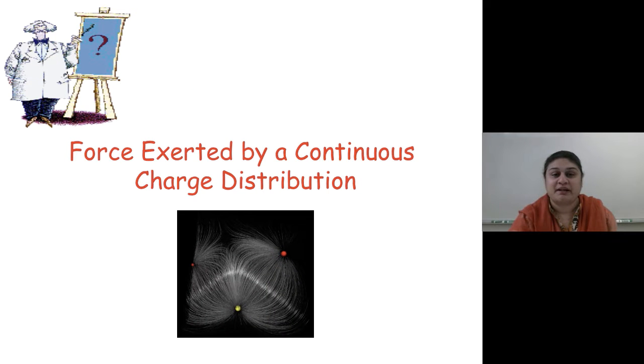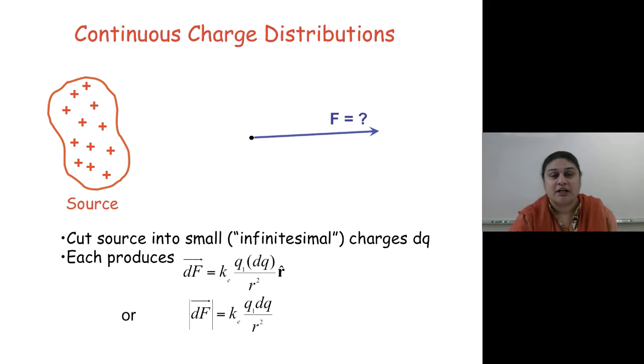Force exerted by a continuous charge distribution. So a continuous charge distribution looks something like this. So this is a charge distribution, and what we're going to do is surround this charge distribution so it appears to the outside as one complete charge. In order to solve this, you cut the source into small infinitesimal charges, dq.